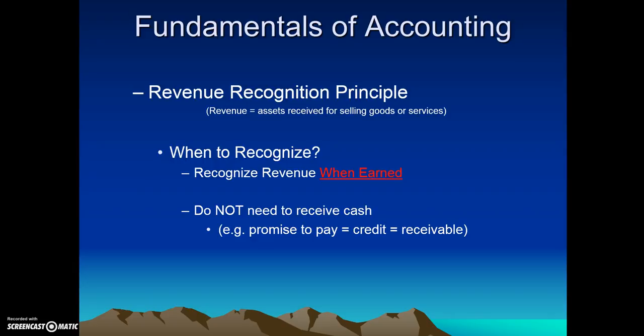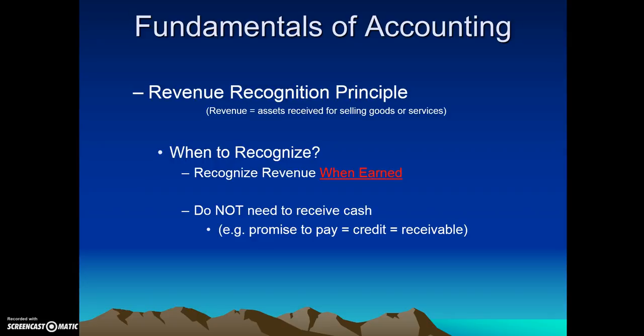Now, really important, most of us in the real world tend to think of revenue as when we get cash or when we get money or when we receive some sort of goods. And in accounting, that has absolutely nothing to do with when revenue is earned. Revenue is earned whenever the company does whatever it is in the business of doing. So, we do not need to receive cash, we just need to have done our job or completely fulfilled our end of the duty in order to have earned revenue.